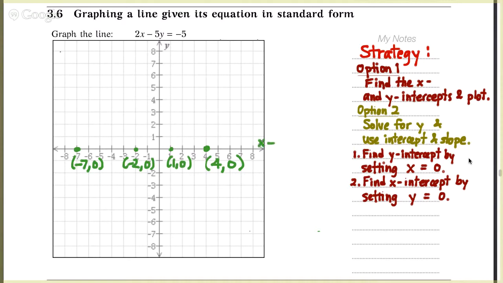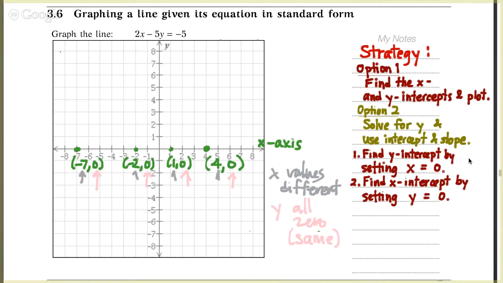And I'm asking the question, what do all these points have in common? Well, they all have different x values, right? 4, 1, -2, and -7. So the x values are all different. But the value of the y-coordinate is all the same. Namely, the y-coordinates of all these points, which belong to the x-axis, are all 0. And in particular, they're all the same as one another.